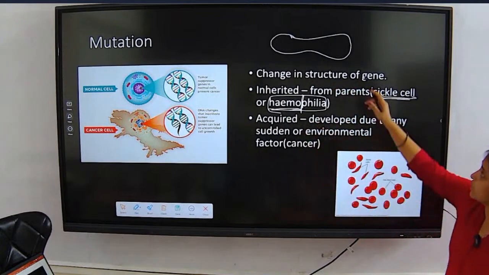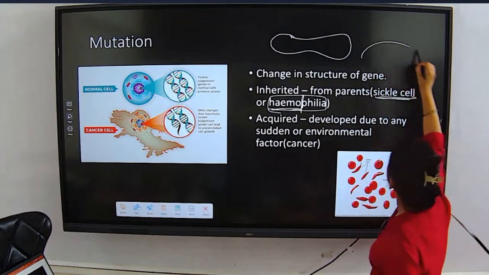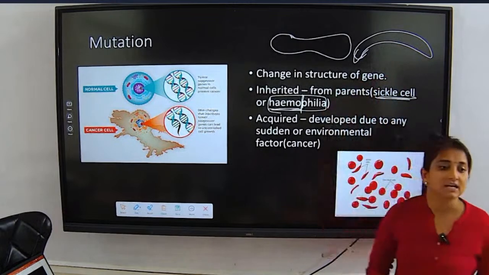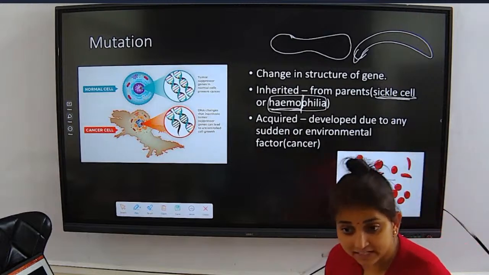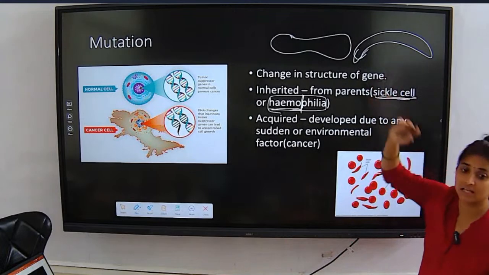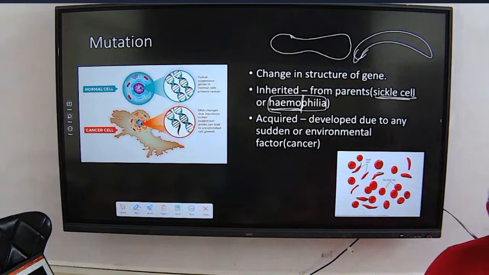But if your RBC is not shaped like this, and is shaped like this, you can see in the shape of a sickle, then the life of RBC gets reduced to 30 days. So the life of RBC is reduced, meaning the person is not having enough RBC, not having enough hemoglobin. That means the person has a tendency of dying. Those people who have sickle cell, in general, their average lifespan is around 25 to 30 years. They cannot live beyond 30 years.